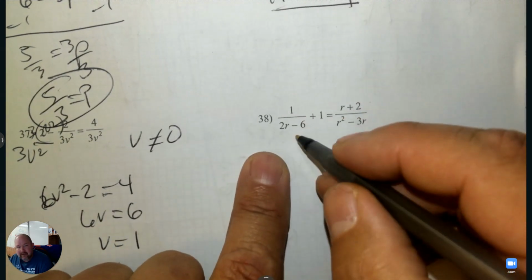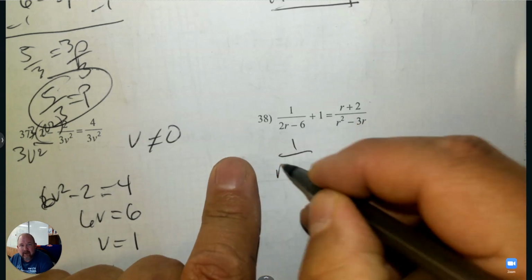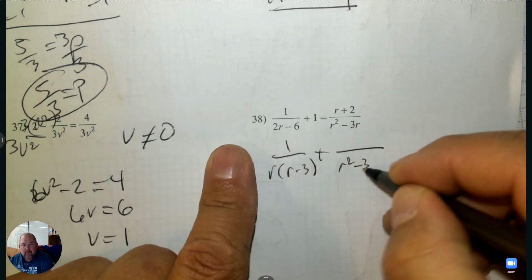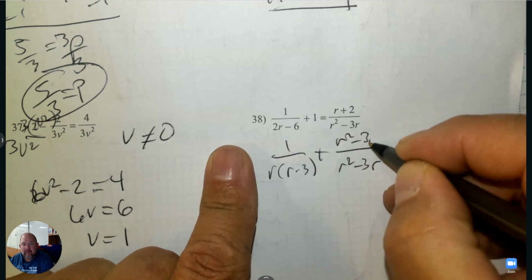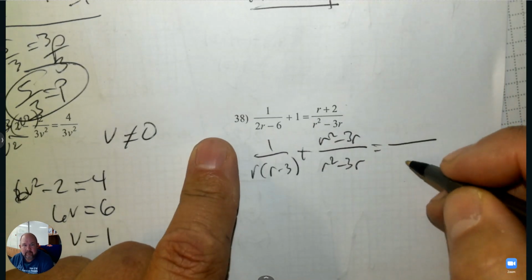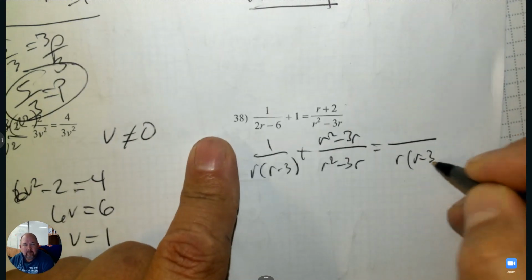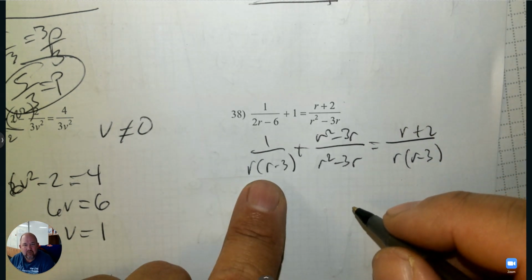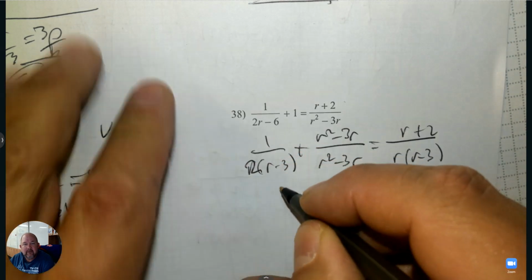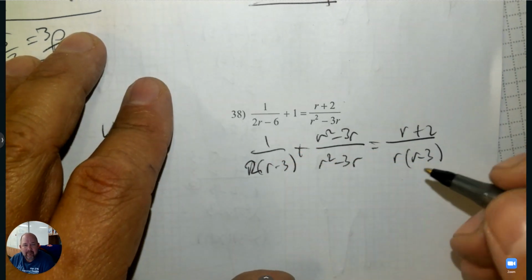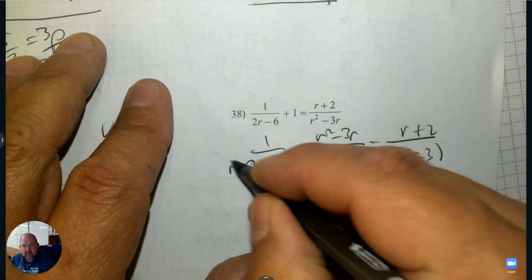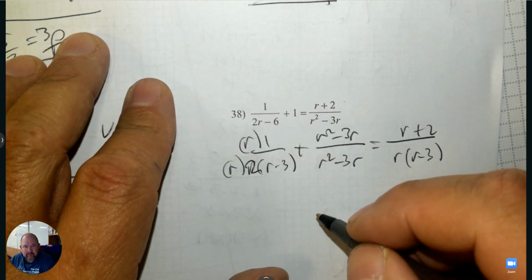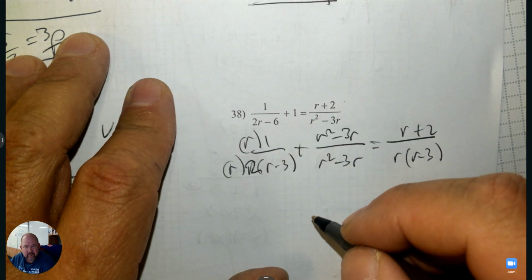Here, I'm going to multiply. I guess I should factor it first. So R minus 3. This is going to be R squared minus 3R, top and bottom. So what does this one need here, so it can match? Sorry, I factored out a 2. So what do we need? So we need an R, and then it would match, right?